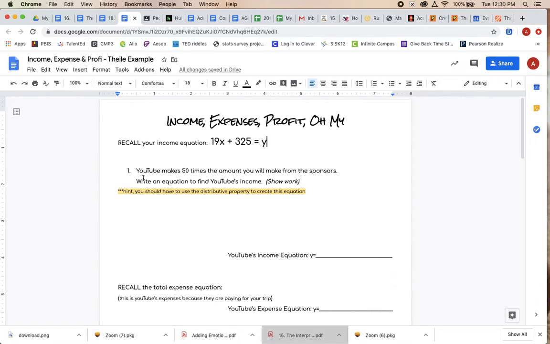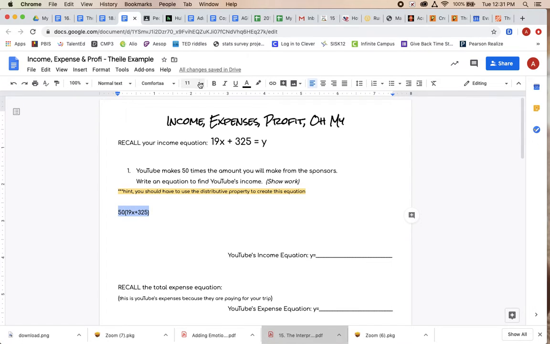Okay, so then here we go. YouTube makes 50 times the amount you will make from the sponsors. So whatever this is, they make 50 times that. So I'm going to write an equation. I did give you a cute little hint. It says you'll have to use the distributive property. So that means YouTube makes 50 times whatever I make. Well, I make 19x plus 325.